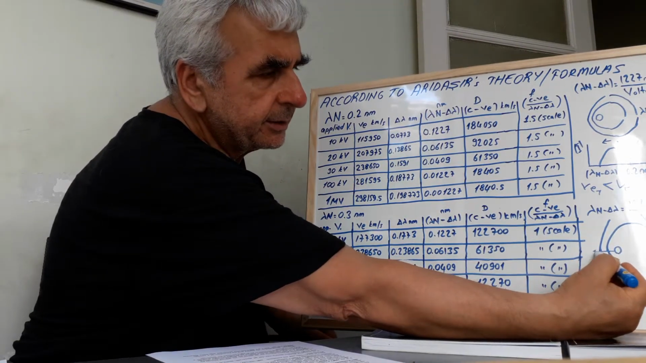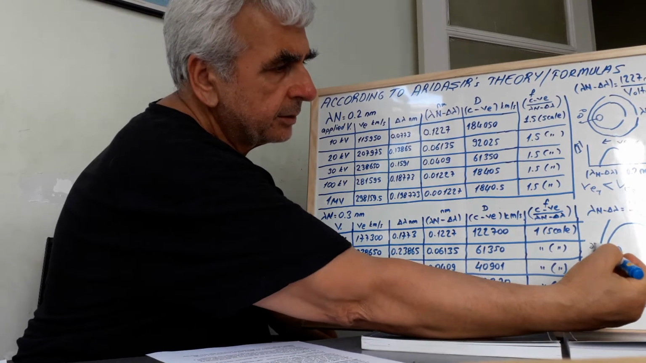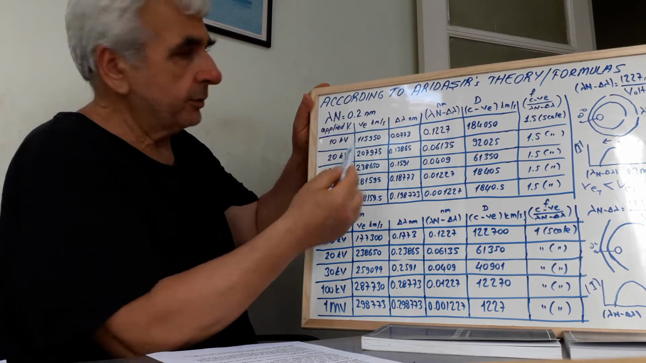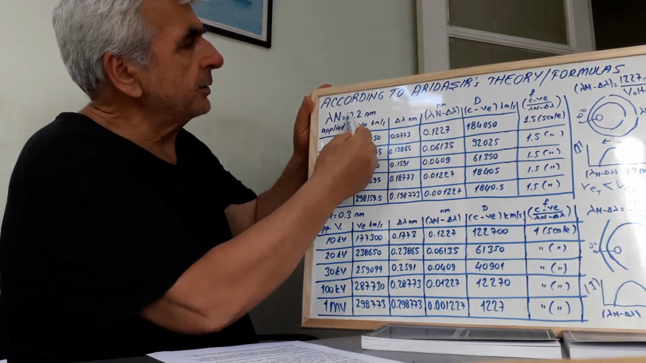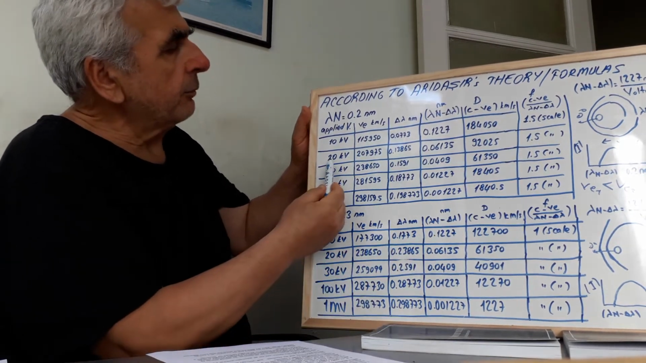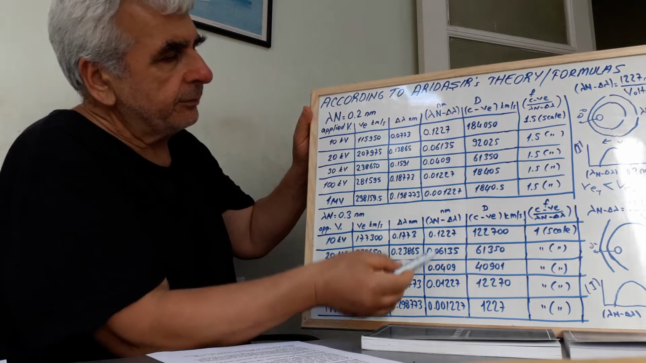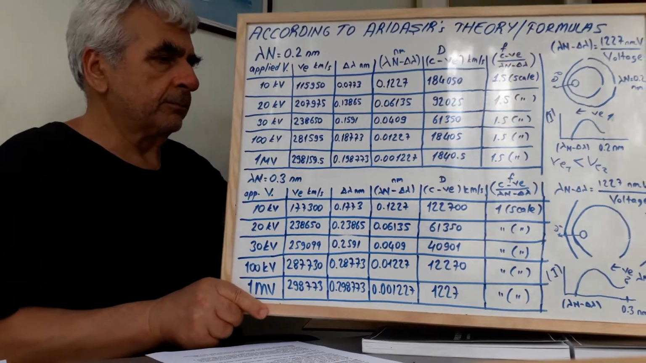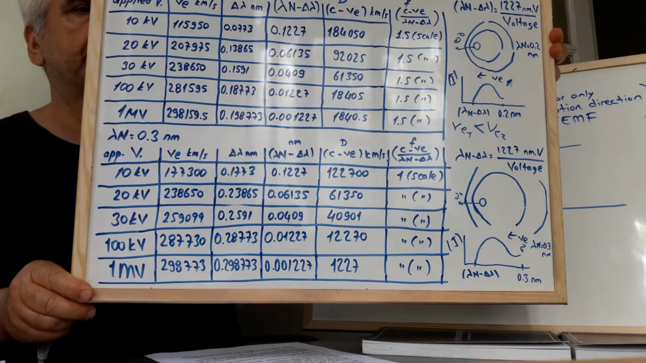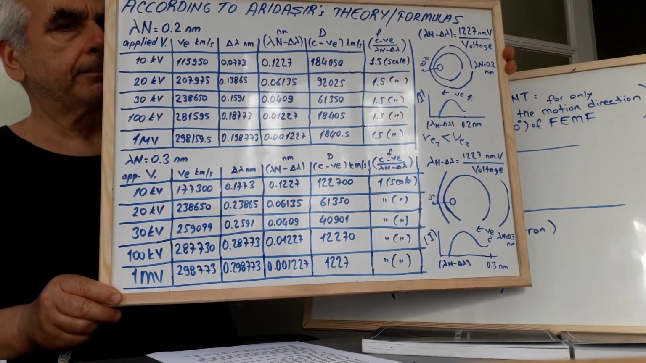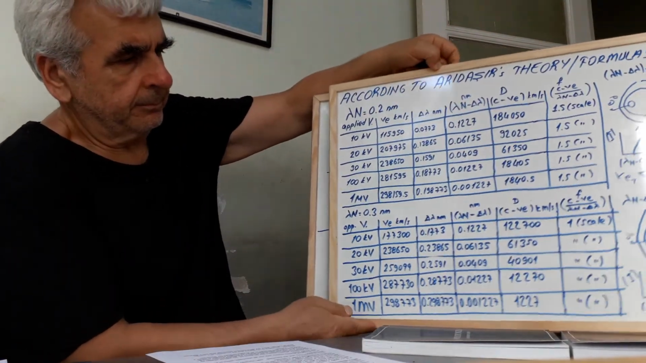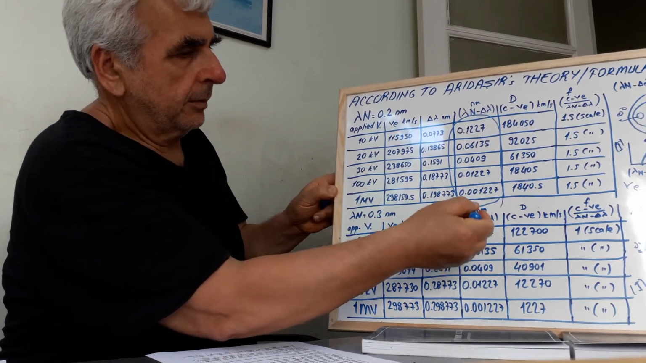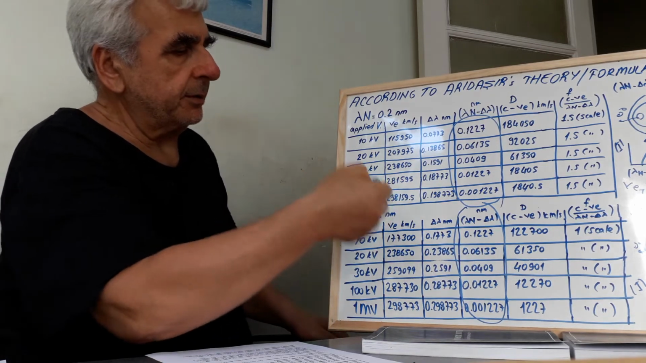But only in this direction, motion direction, 0 degree, lambda n minus delta lambda is equal at a certain applied voltage. Say for 10 kV, same, 0.2 or 0.3, same. For 20 kV, same, 0.06135. I advise you to notice here. I hope you see. And compare. Here, same results, lambda n minus delta lambda for each certain applied voltage.